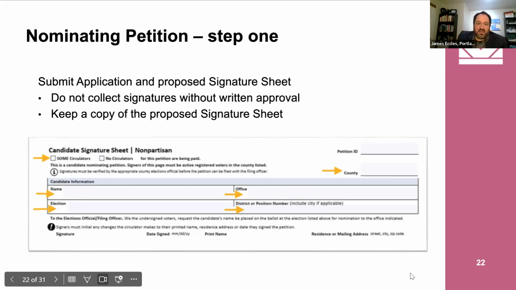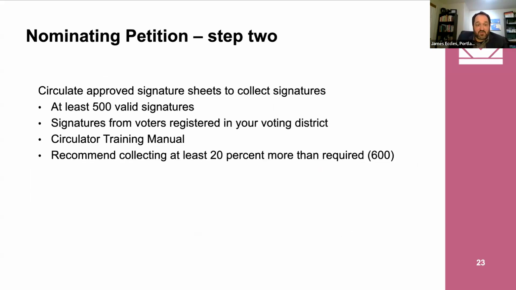The next step in the nominating petition cycle is going to be step 2. So that's now that you have the approved form. I've stressed this a bunch, so I know that all of you experts will be ready for this. But once you have the approved signature sheet, go out and get your signatures. Now, every office in Portland has a minimum requirement of 500 signatures. So whether you're running for auditor or for city council in District 3 or 4, you have to get 500 signatures minimum, and they have to be valid signatures for you to get on the ballot using a nominating petition.